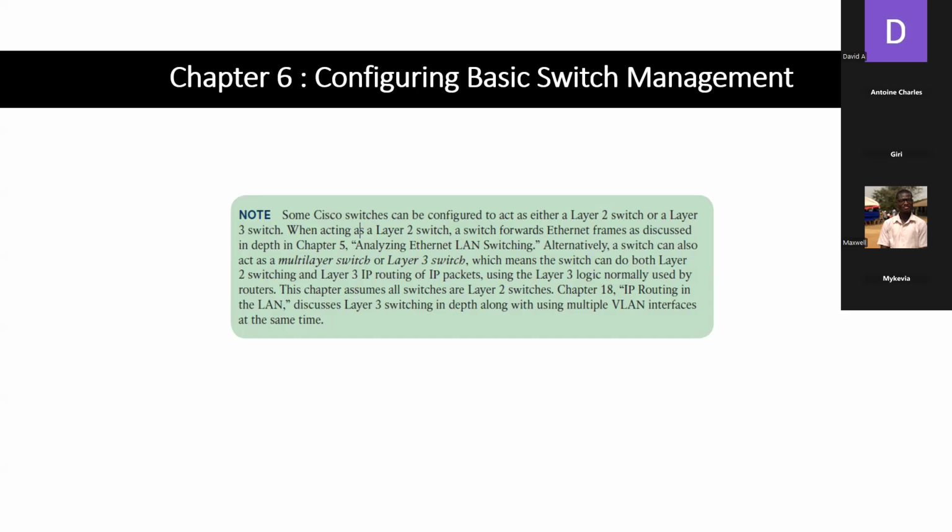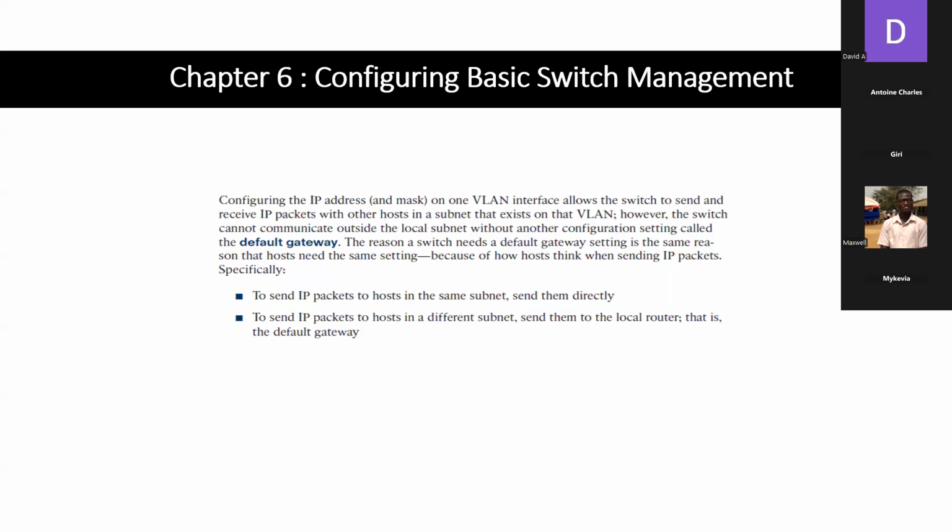Whenever we get to chapter 18, we'll talk about IP routing in the LAN, which of course will cover layer 3 switching or what have you. And of course, using multiple interfaces, VLAN interfaces, what have you.